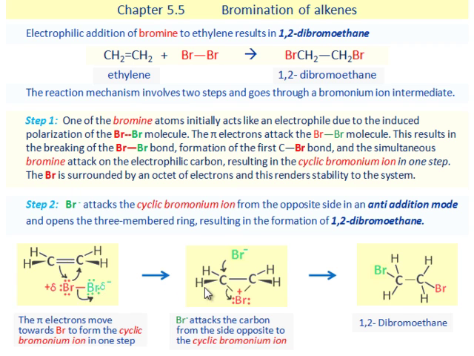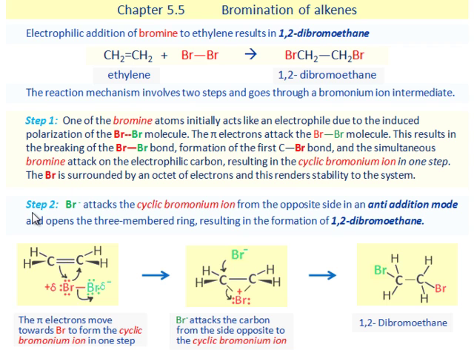formation of the first C-Br bond, and the simultaneous attack of the bromine on the electrophilic carbon, resulting in the cyclic bromonium ion in one step. Br is surrounded by an octet of electrons, and this renders stability to the system.